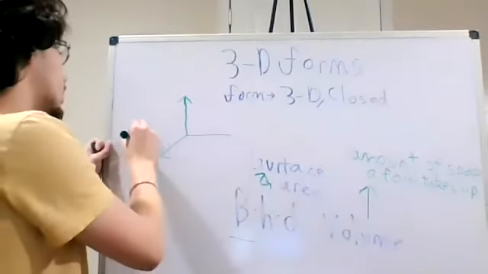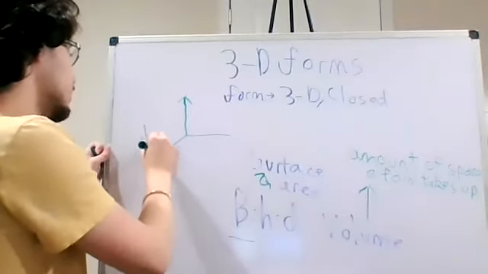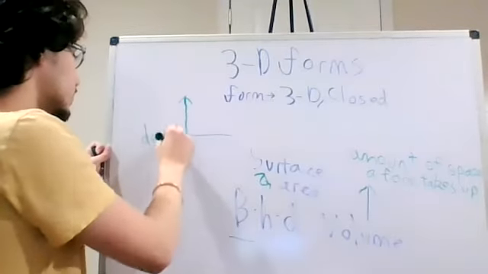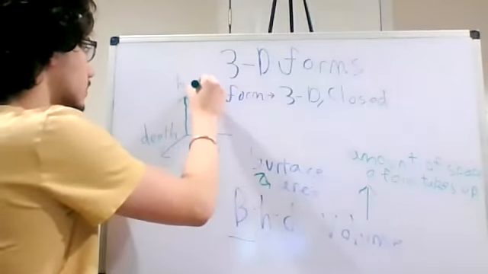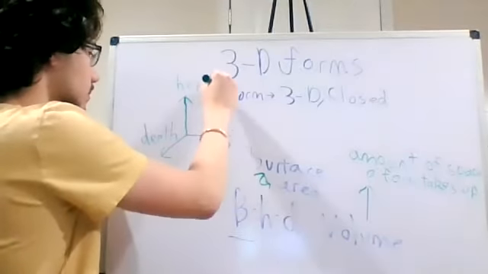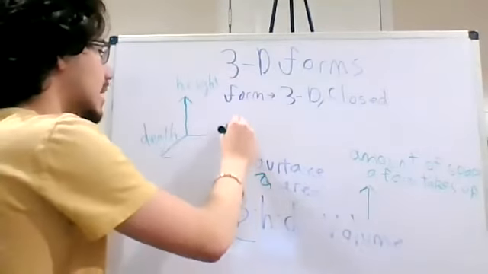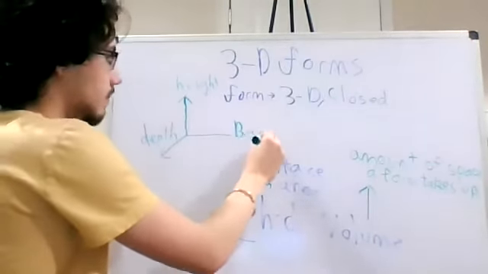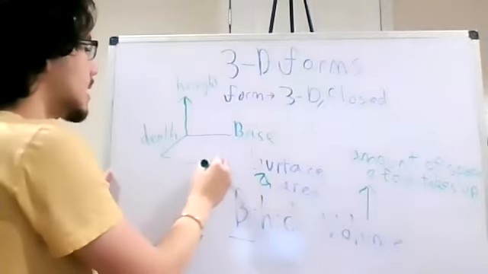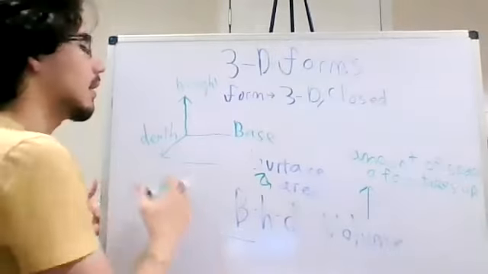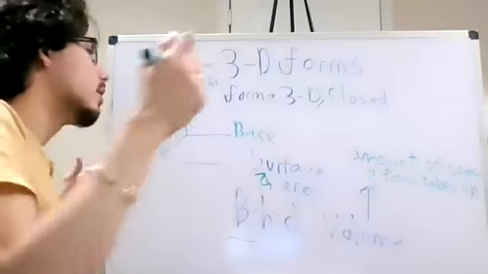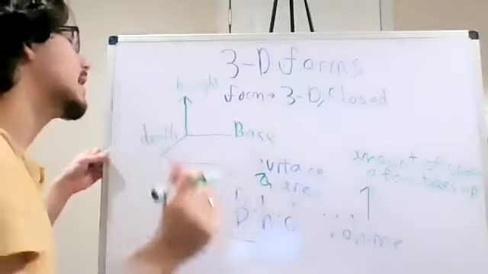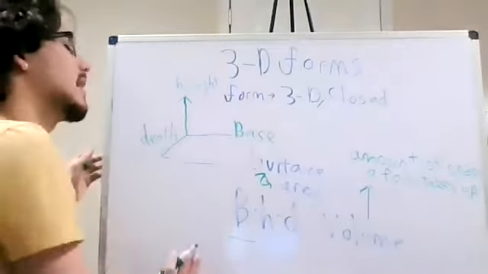So this would be our depth, our height, and our base. So base describes the amount essentially that the form goes across the screen. The depth refers to going into or out of the screen, and the height refers to the up and down.